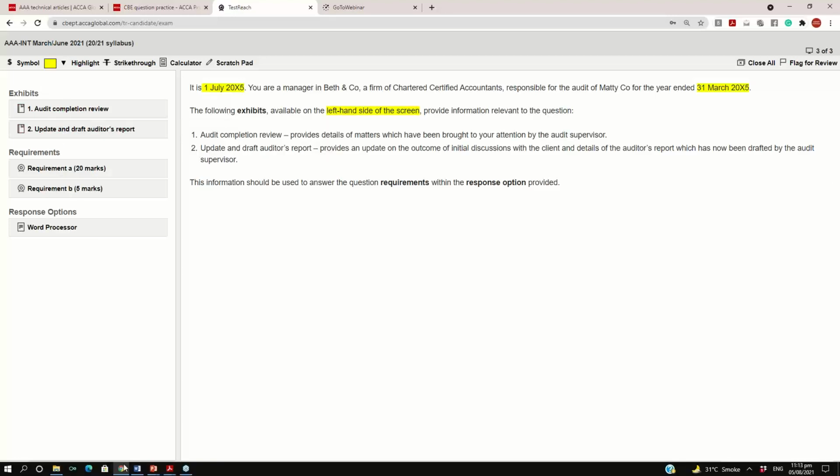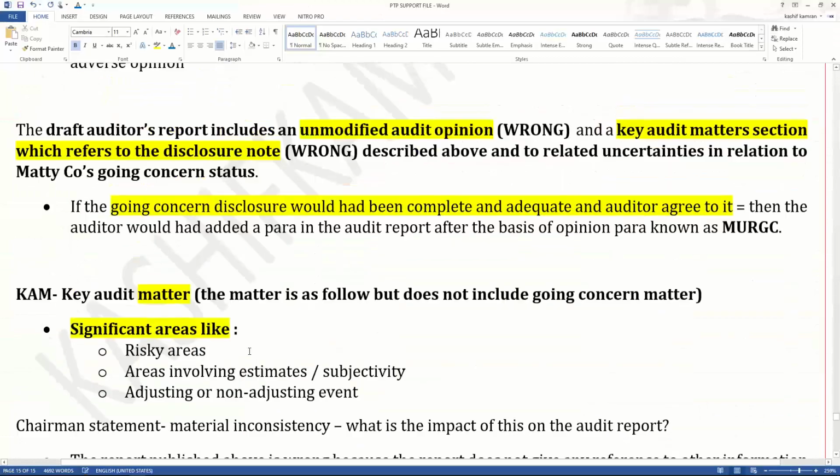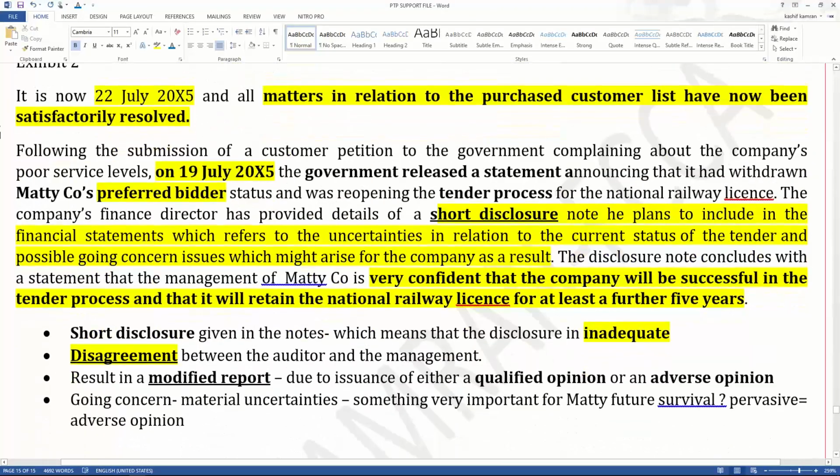Let me bring back the Word file. On the Word file, what was the examiner telling us here? Read the first line. It is now the 22nd of July, and all matters in relation to the purchase customer list have now been satisfactorily resolved. So do we have any disagreement with management on the purchase customer list? No. Has it been resolved? So do we agree with management's value in use?